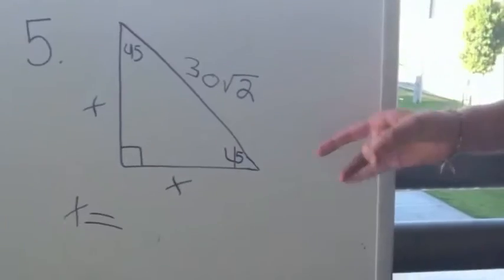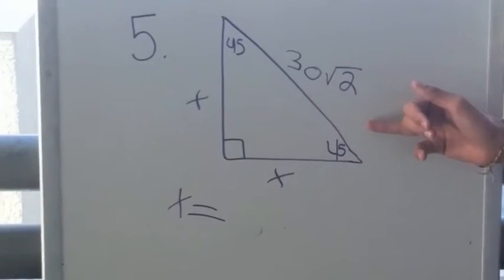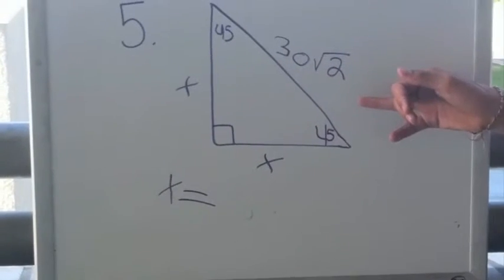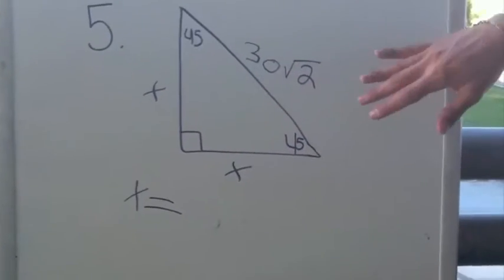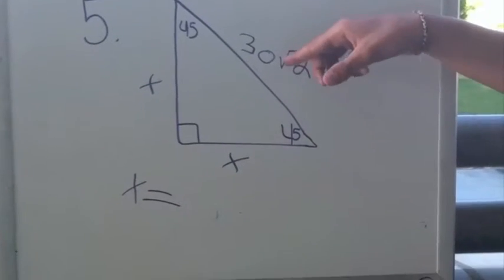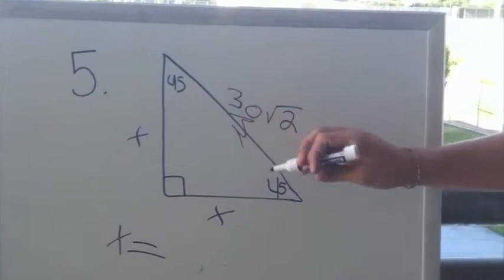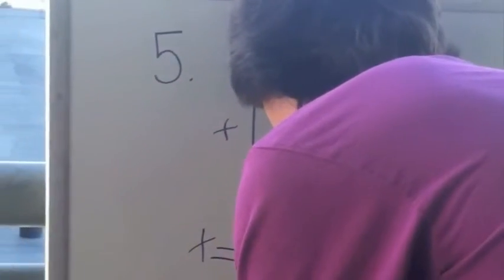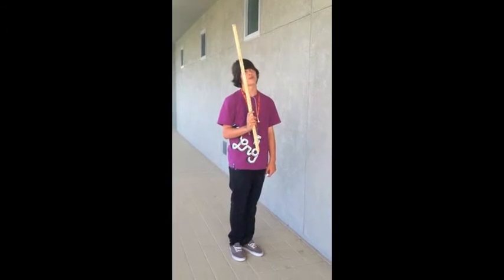Alright, we have a 45, 45, 90 triangle, and we had the hypotenuse of 30 radical 2. So to find the sides, all you're going to do is take away the radical 2, and then you just leave the answer, which would be 30. So x would equal 30.